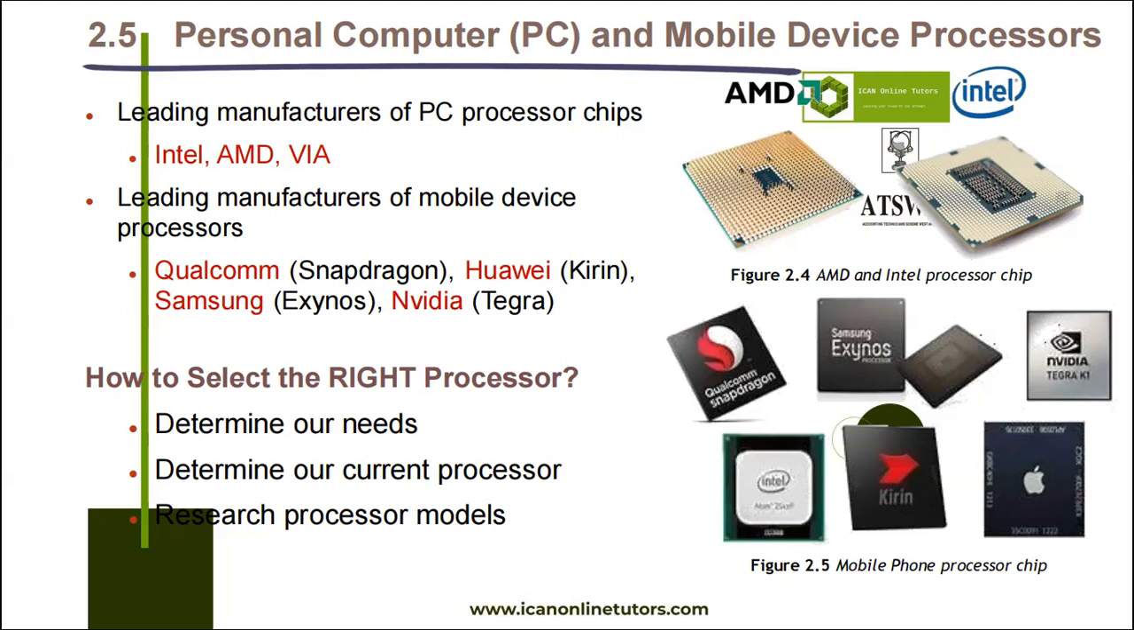So how do you select the right processor? As an information technology student, if you want to go for a laptop or a personal computer, what guiding information do you need? The first thing that guides you is your needs, what you need it for. Then you want to determine your current processor before you upgrade to another one. Then research processors. How do you find out which processor best produces what you need?